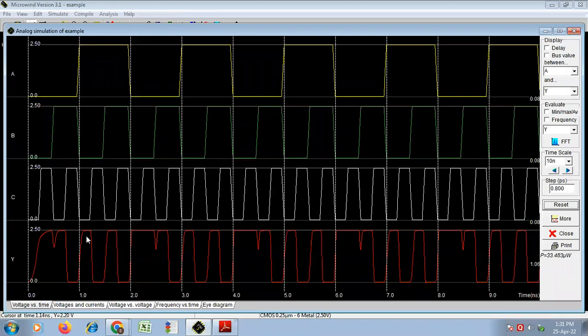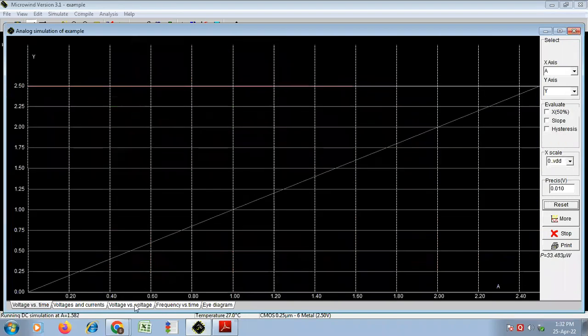So you have to check the value for each and every case. Consider this last case, 1 1 1. For all 1, output is 0. That means whatever the design, it is accurate. So you can go for its VTC curve.